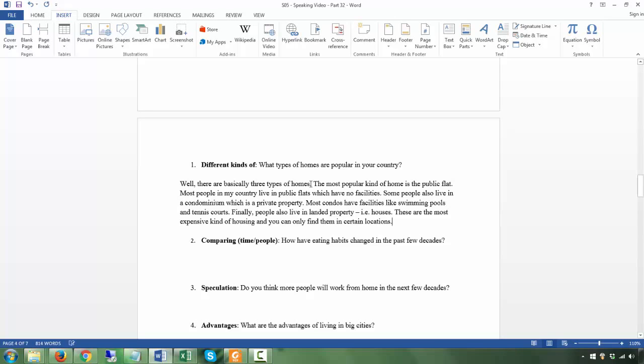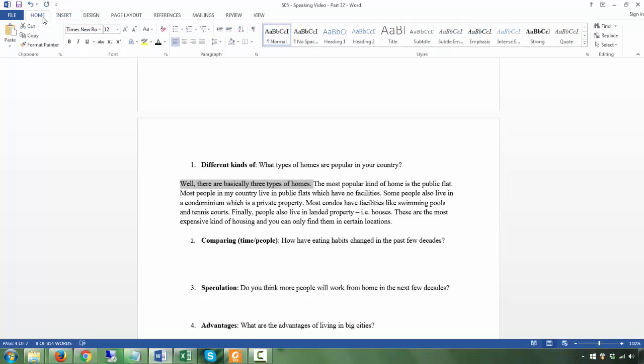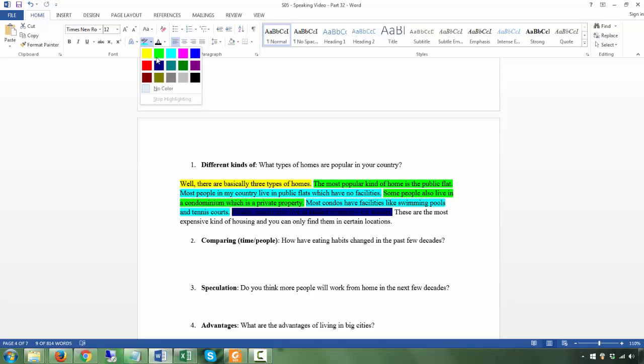So you have your introduction here. Let me just color code it. Then you have your main point, and then your supporting sentence or sentences. Then you have your second main point. You could have a supporting sentence, and then your third main point, if you want 3 points, and your supporting sentences. So very similar in structure to how you're going to approach your writing.